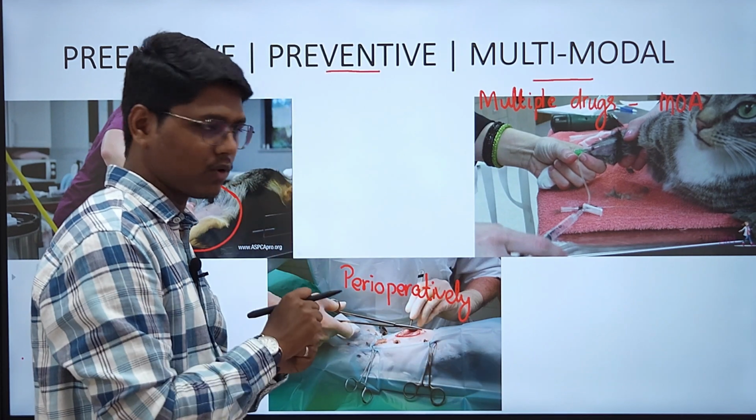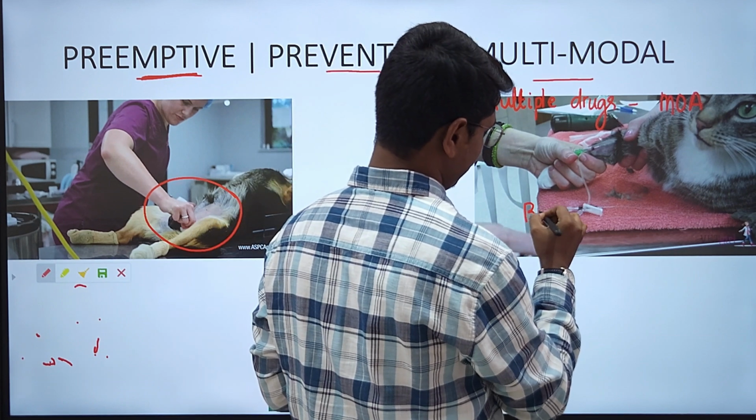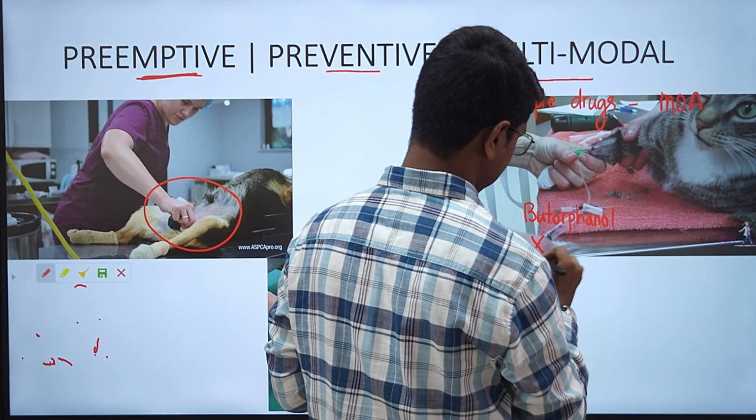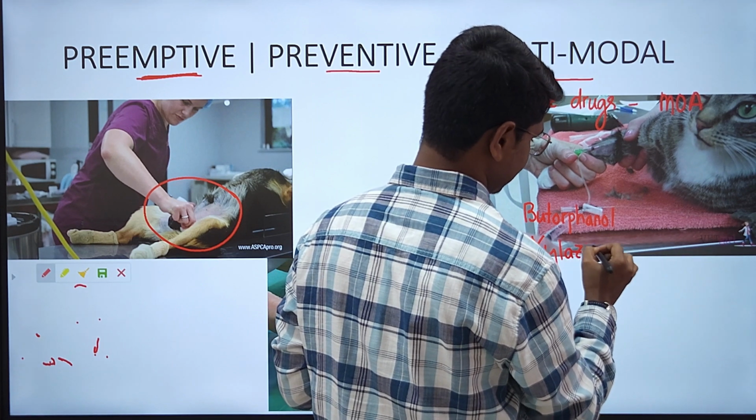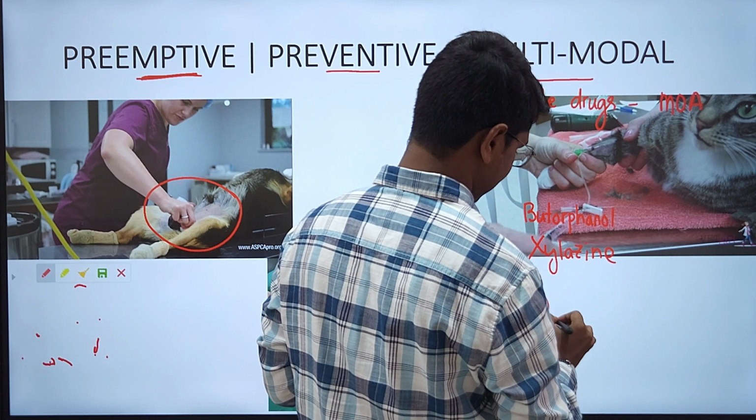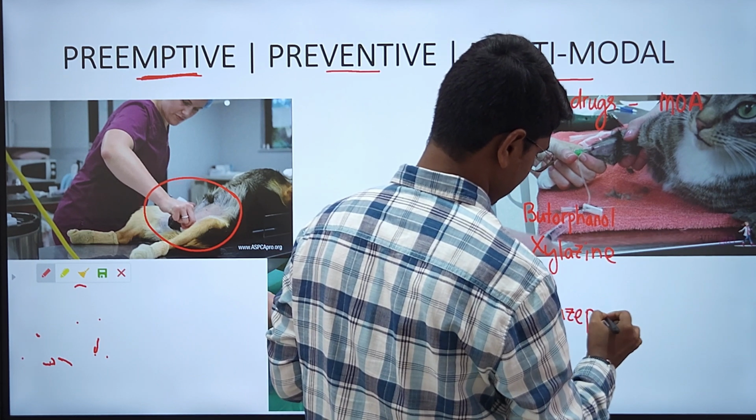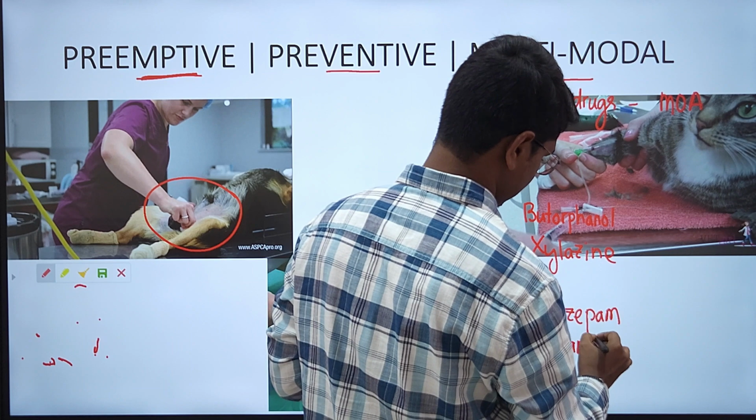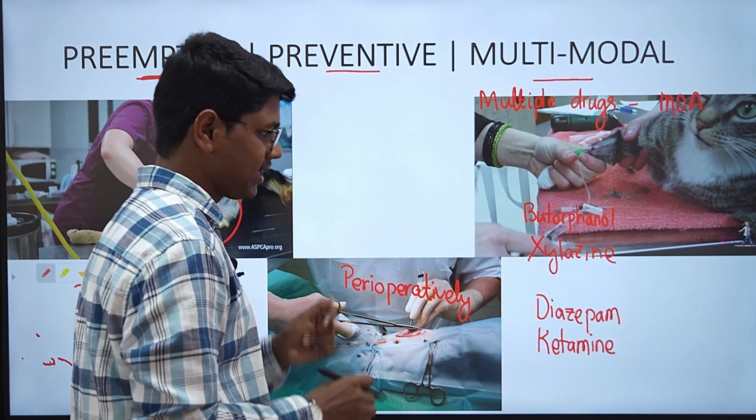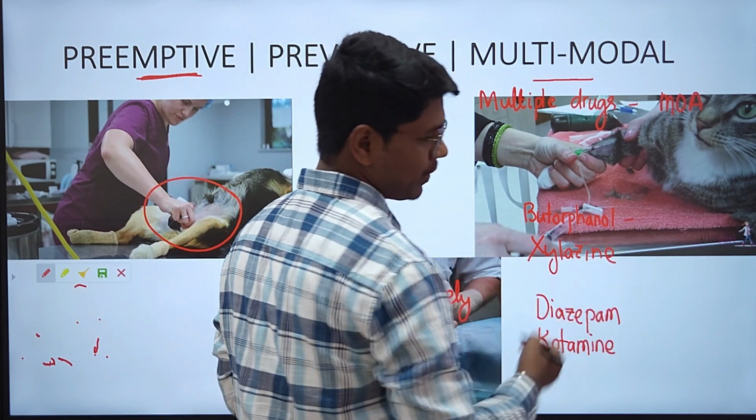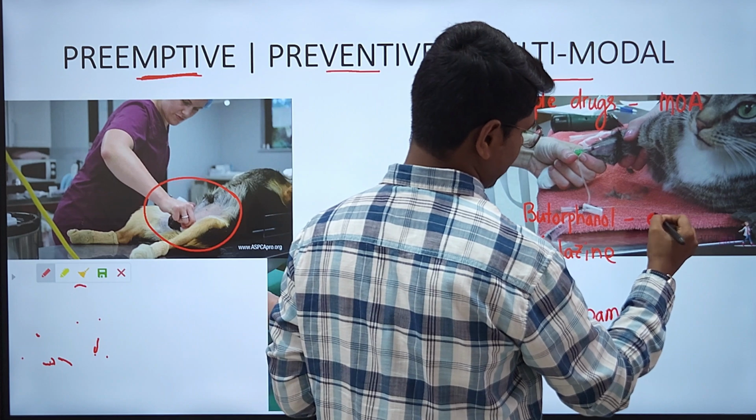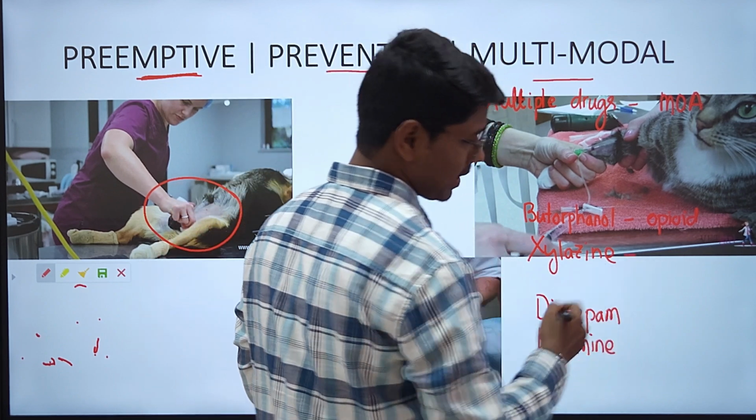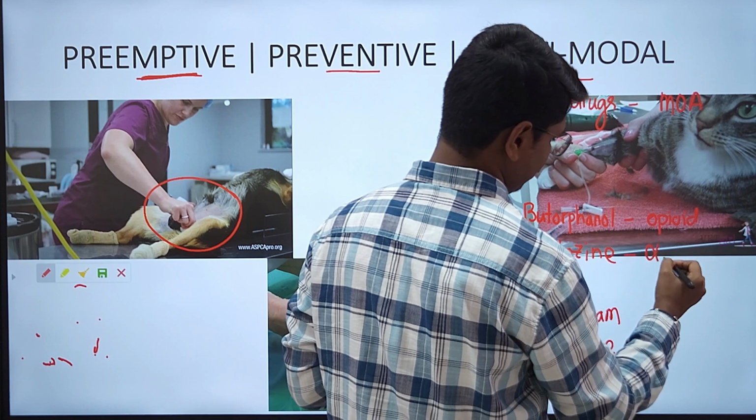Suppose there is an anesthetic protocol in which you have used butorphanol and xylazine for sedation. Then you have induced with diazepam and ketamine. There are many other protocols, but for understanding I am giving this example. Let us see how many are analgesic. Butorphanol is an opioid analgesic. It acts on opioid receptors, mu, kappa and delta. Xylazine also has analgesic property. It acts as an alpha 2 agonist.